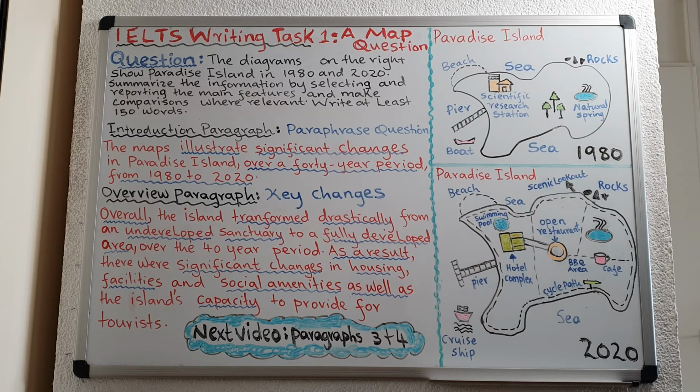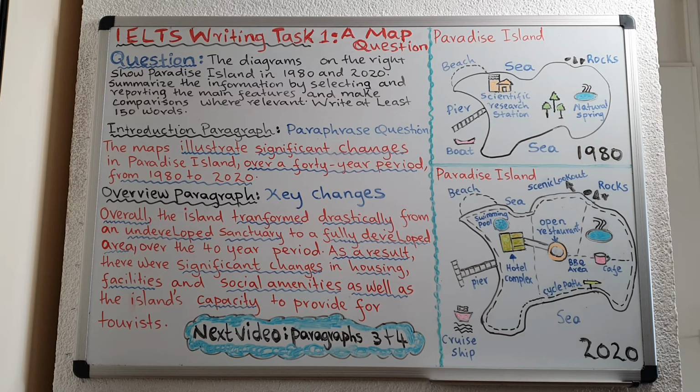So you need to identify the key changes in general, and then write about those particular key features in regards to the key changes in your overview paragraph. How do you do that? Now you begin the overview paragraph with the word overall. Now overall means in general. And don't forget the comma after overall.